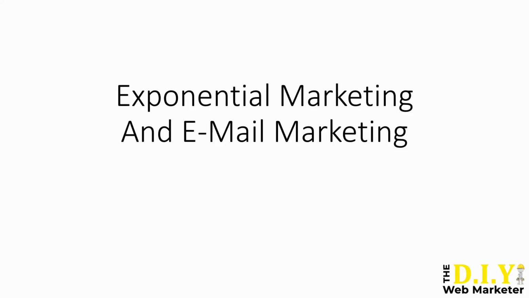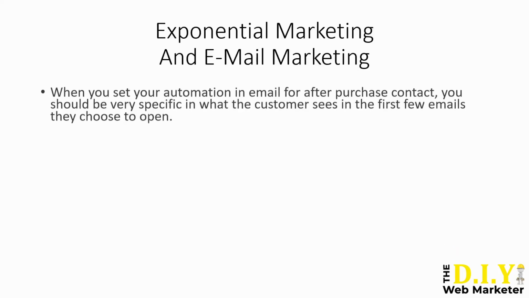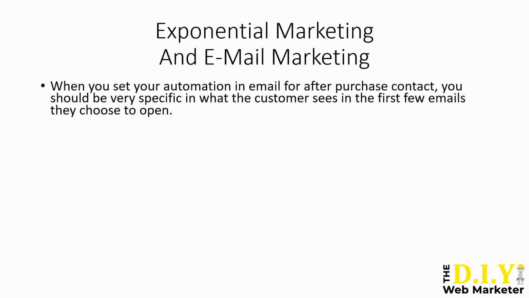Exponential marketing and email marketing. Now, when you set up your automation in an email for after purchase contact, basically what you're saying is, if a person buys a product, you want your sales system to add that person to your autoresponder company. Now, if you're not using a sales system that does that, you want to consider using another sales system, even if you have to use an affiliate network to make your sales.